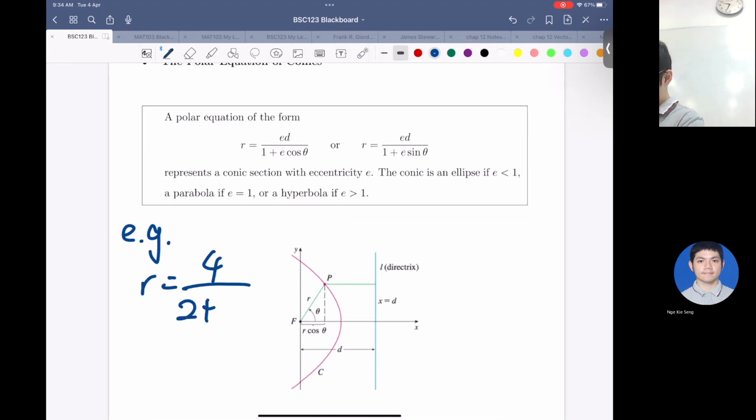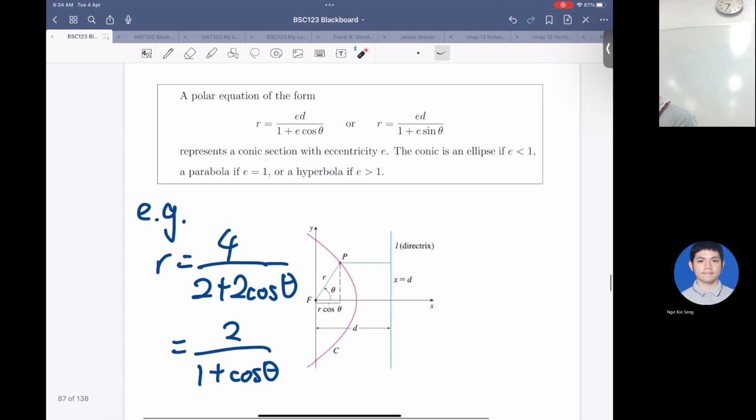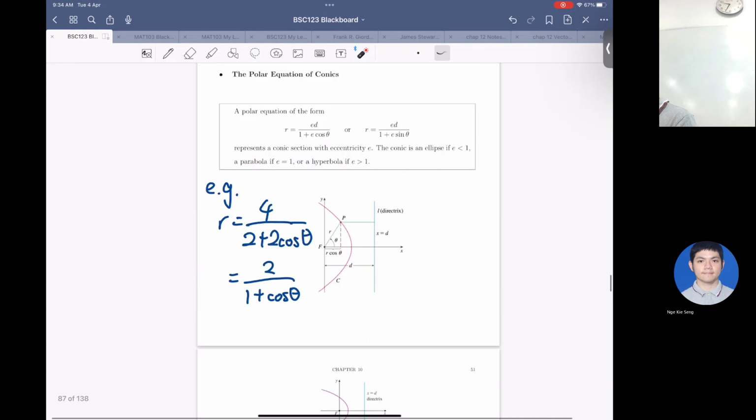4 over 2 plus 2 cos theta, maybe. This is still not in the general form yet, right? So you need to make sure here is a +1 first, so you need to divide everything by 2. Only from here you can find what E is. E comes from the coefficient of cos or sin theta. After you find E, then you can find D. Make sense? No need to know about derivation, just how to get this information out.